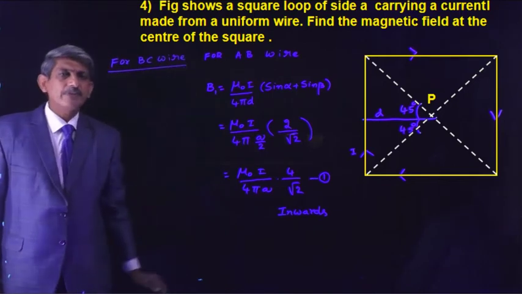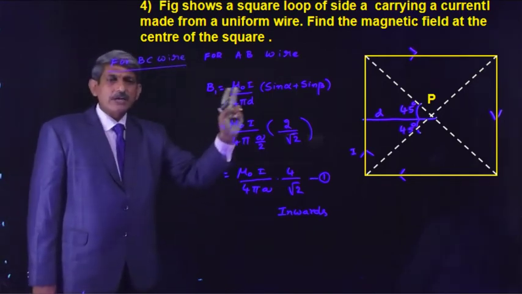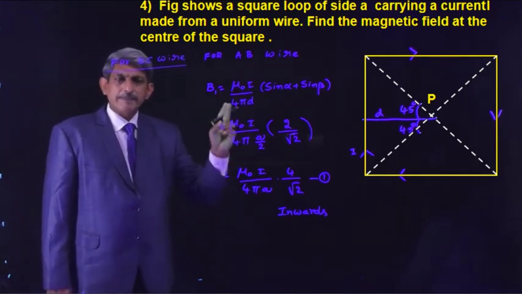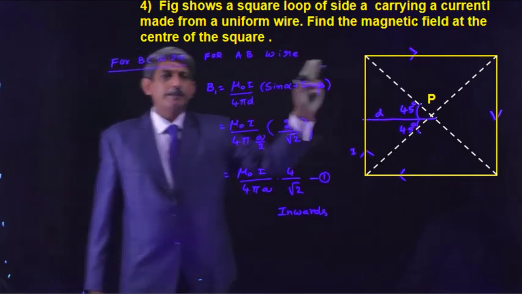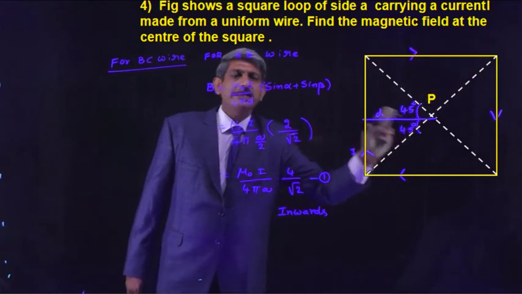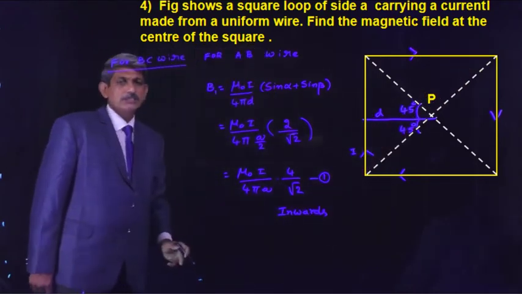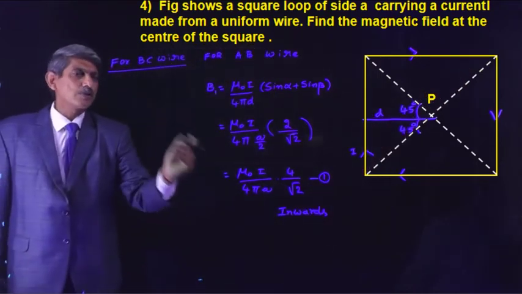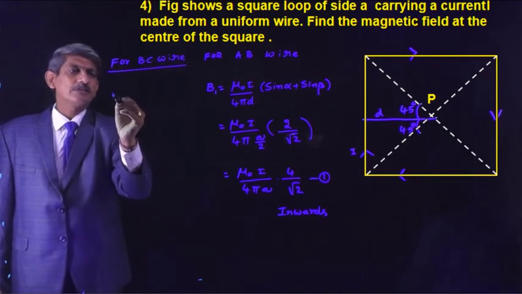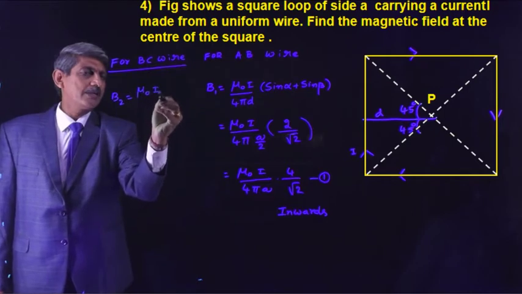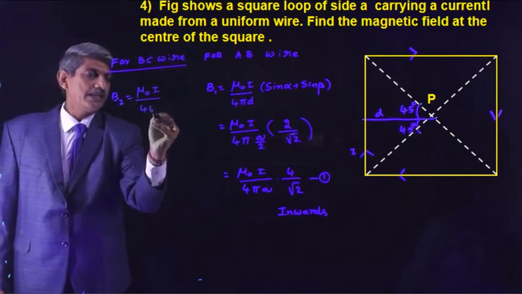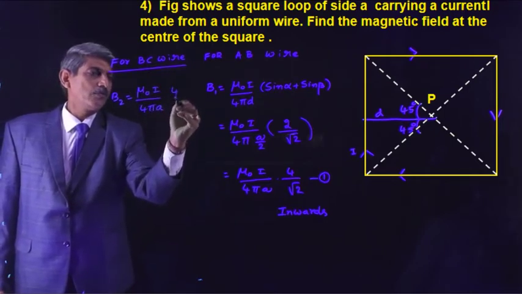So in the case of the BC wire also, the length of the wire is the same and the perpendicular distance is the same, and the angles made by end B and end C at point P are also the same, so the same amount of magnetic field is produced as that of B1. So B2 is equal to mu naught I divided by 4 pi A into 4 by root 2.